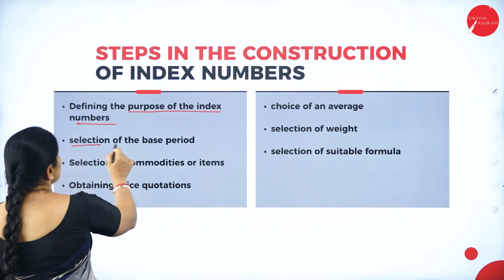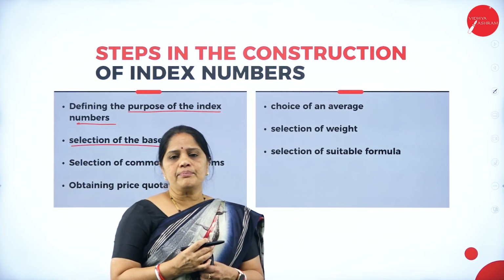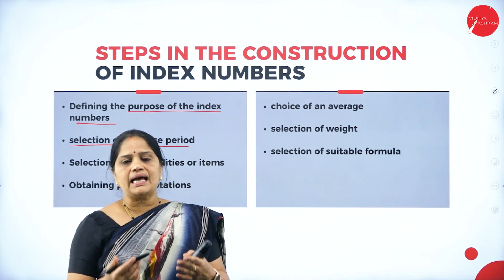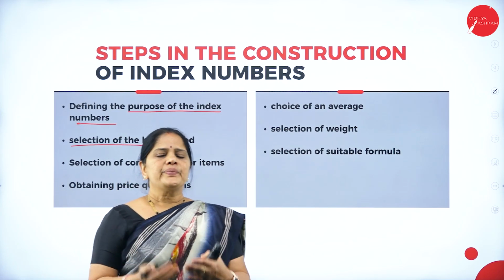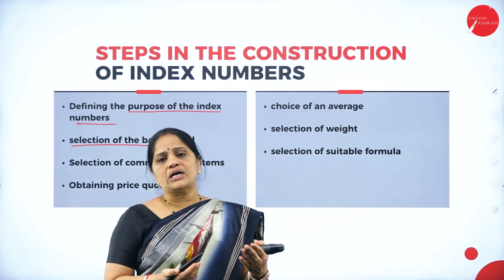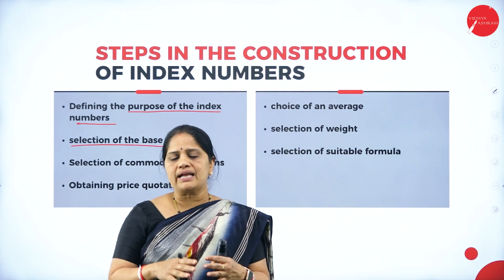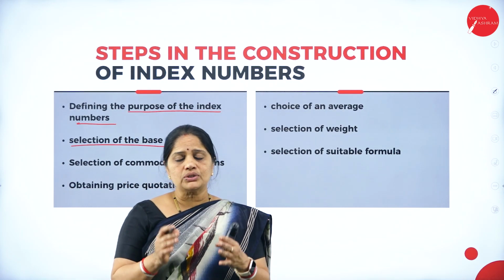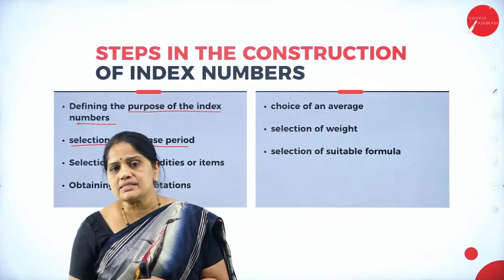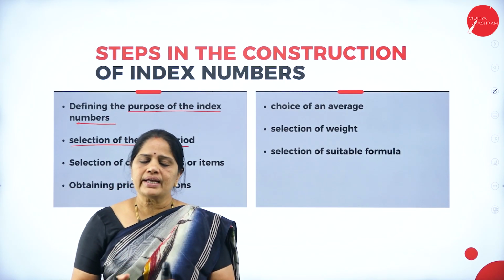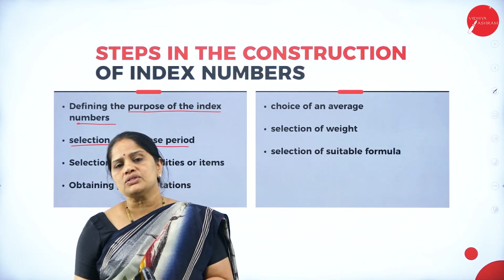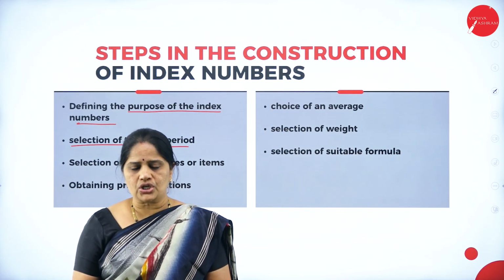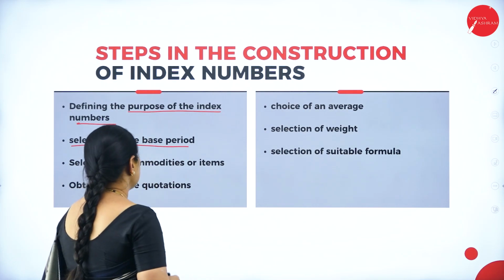The second one is selection of the base period. What is the base period for which we have to calculate the index number? If we are calculating the index number for 2023, then you can consider a base of 2013, that is 10 years back, and compare that price with today's price. Or you can also have a base of just 5 years back. You can consider 2018 as the base period and compare 2018 and 2023, or compare 2010 and 2023, or 2003 and 2023. It all depends on your choice. What is the base period you are considering?